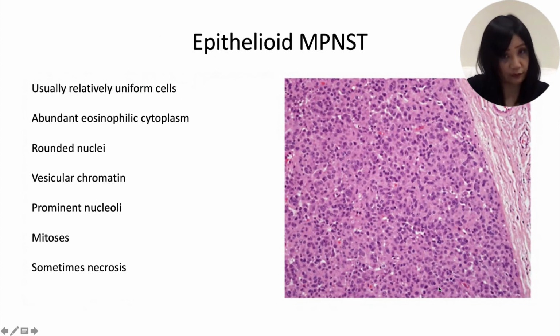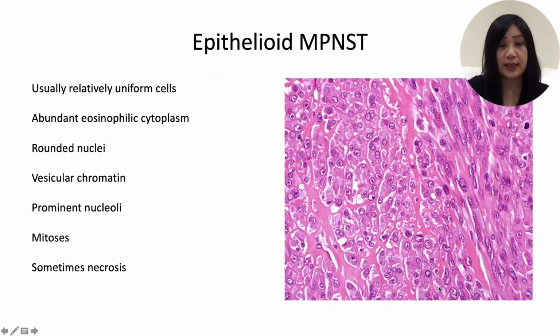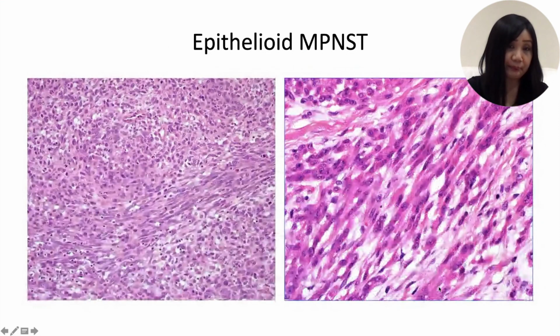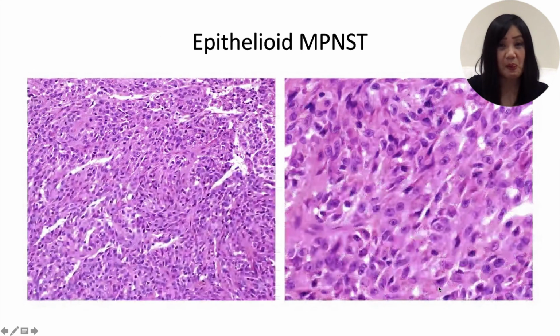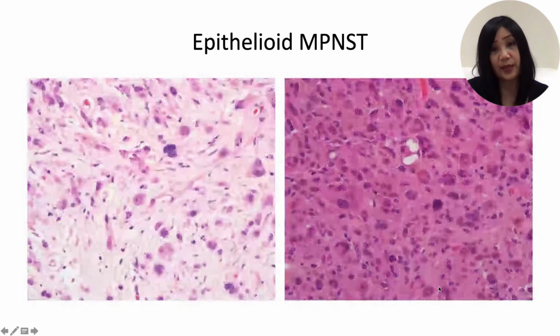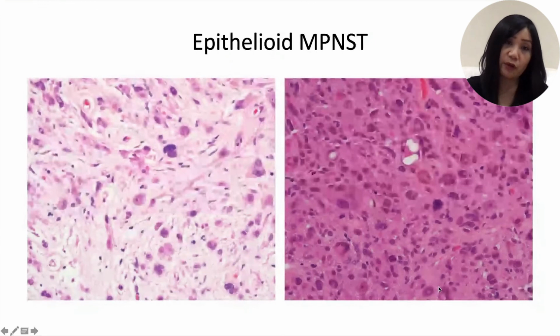Many of the cells are relatively uniform, although there is variable atypia. They have rounded nuclei, vesicular chromatin, and frequently prominent nucleoli with variable numbers of mitoses, sometimes necrosis, and sometimes, including at the periphery, you may see areas of more conventional-looking spindle cell MPNST. There's variable atypia and pleomorphism. Again, variable atypia, and cells with atypia, including multinucleate forms, in this prominent fibrous stroma.